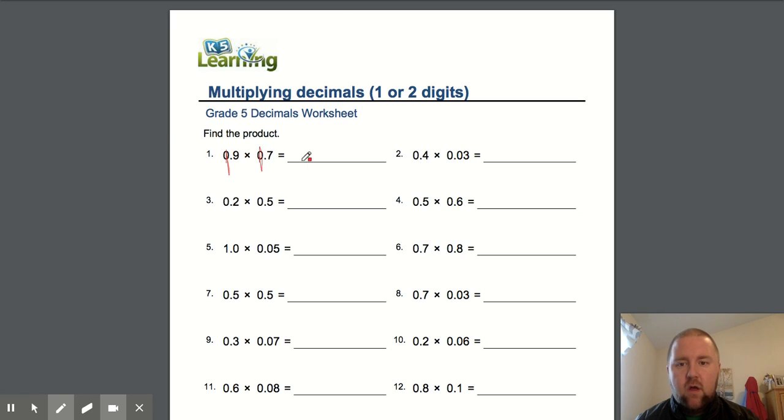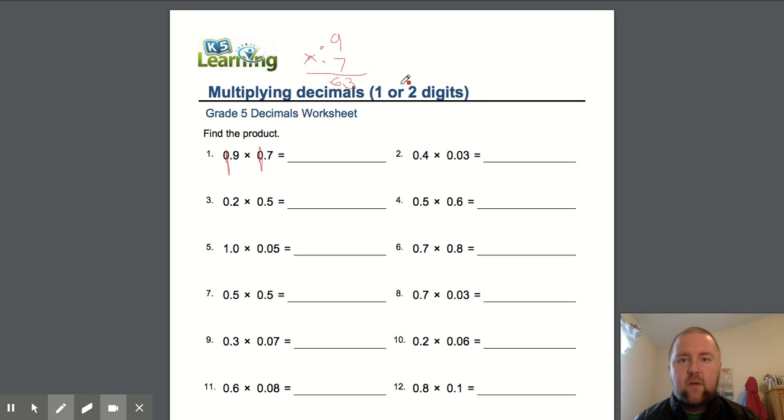So now when we do this problem, we'll have 9/10 times 7/10, okay? So then at that point, it's just doing 9 times 7, which is 63. Okay.